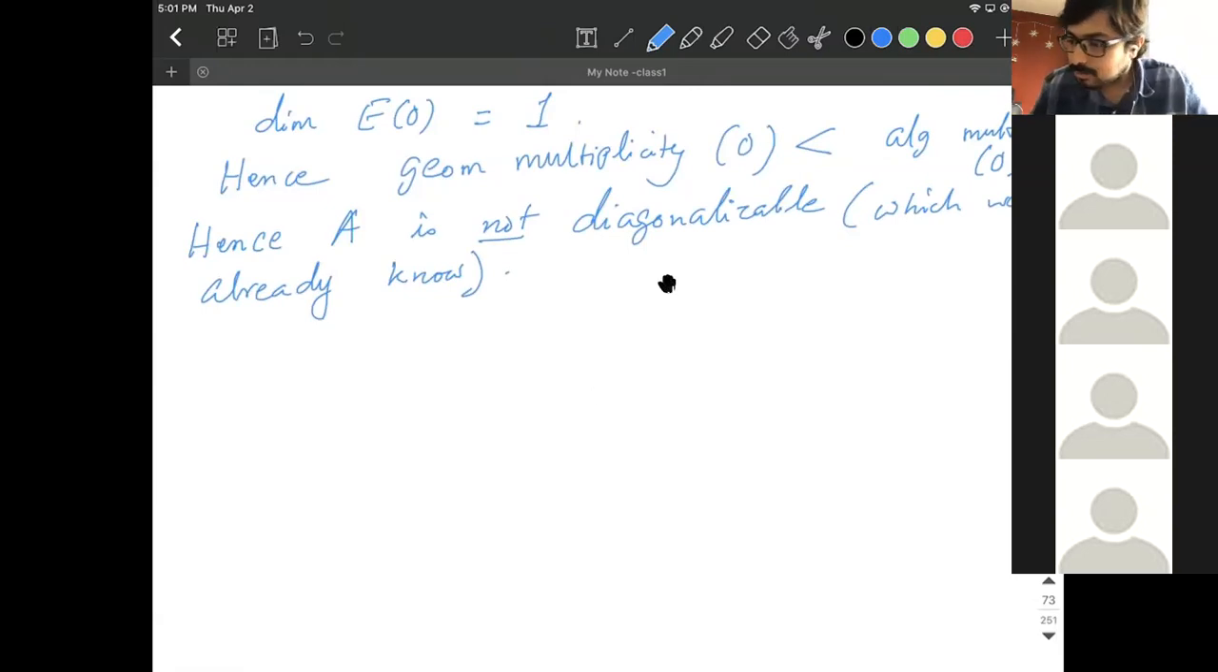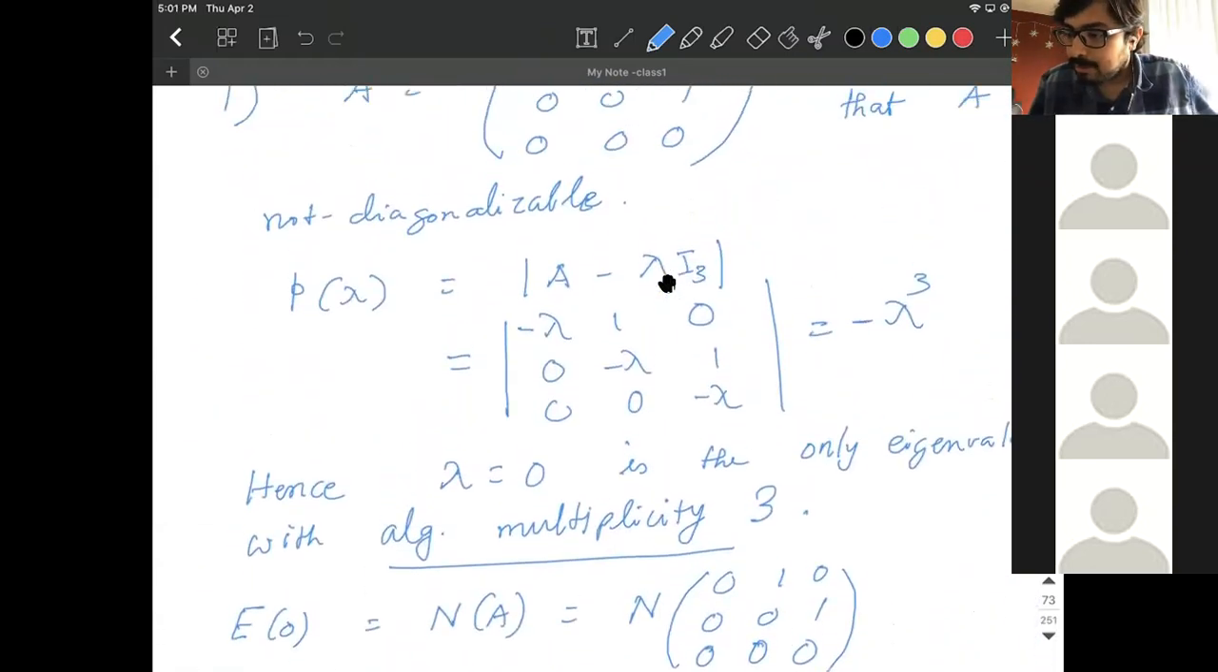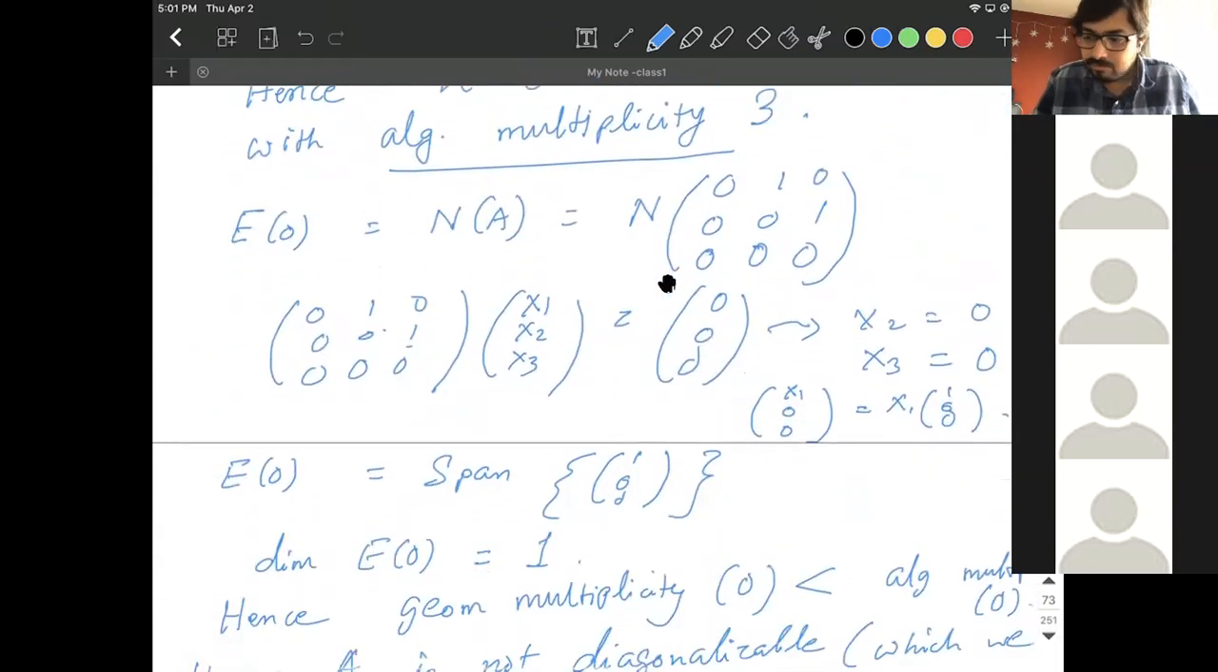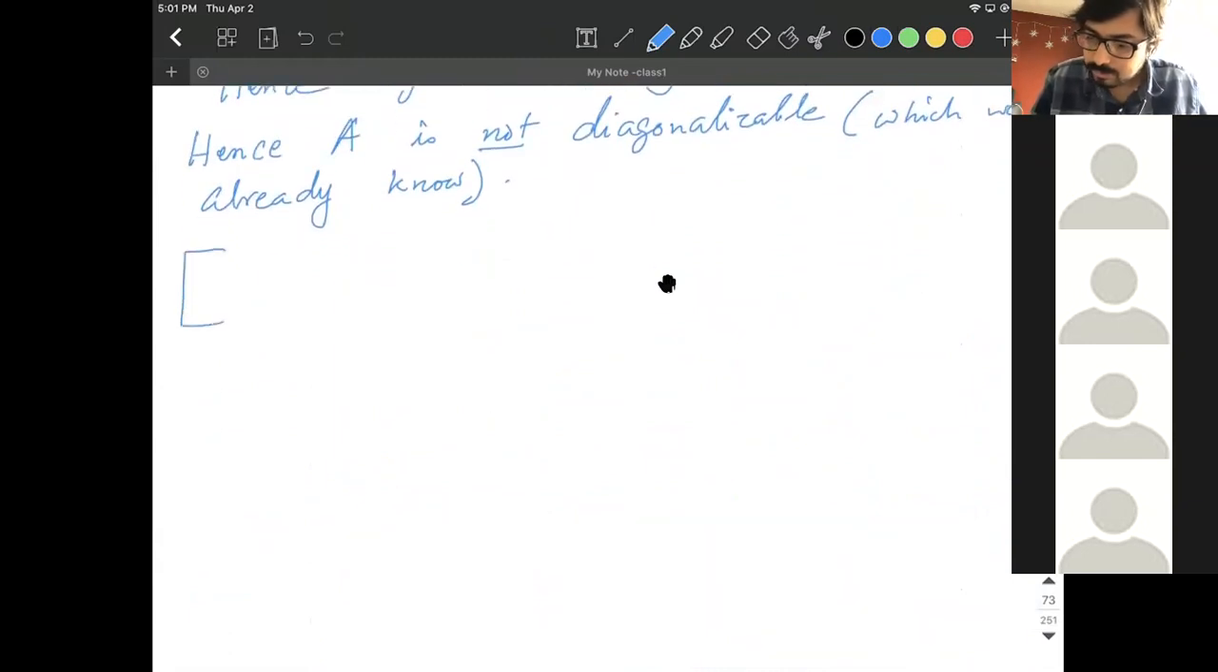Another way, since we are in this problem, another way to show that lambda equals 0 is the only eigenvalue is the following. So another way to show that lambda equals 0 is the only eigenvalue.